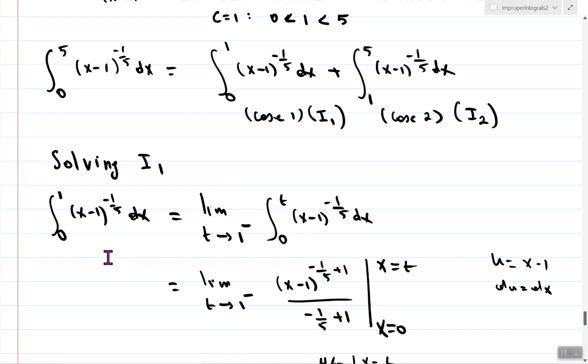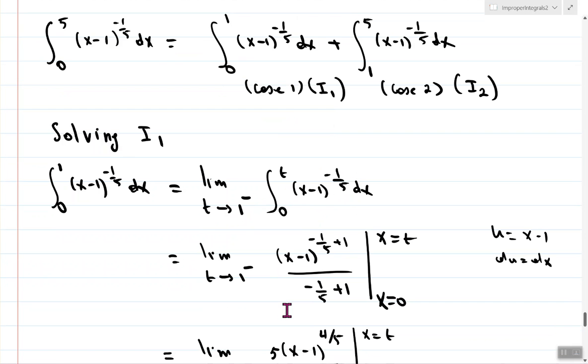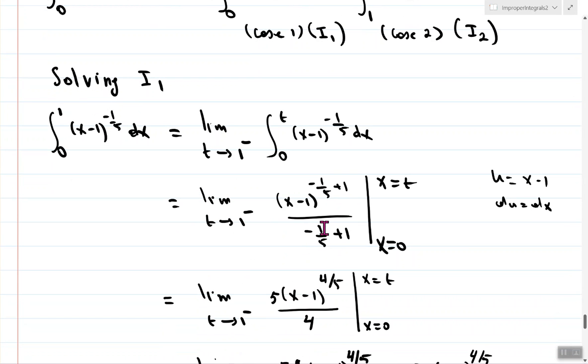So we have the integral from 0 to 1, and we change the limit. Where 1 is, we replace it with t, then we take the limit as t approaches 1 from the left of this new integral. This integral is just a u substitution, so we use u substitution to get the answer. You get quantity x minus 1 raised to negative 1 over 5 plus 1, over negative 1 over 5 plus 1. This is the rule of integration, and then we're going to evaluate it at x equals 0 and x equals t.